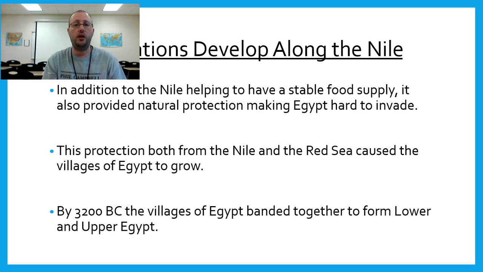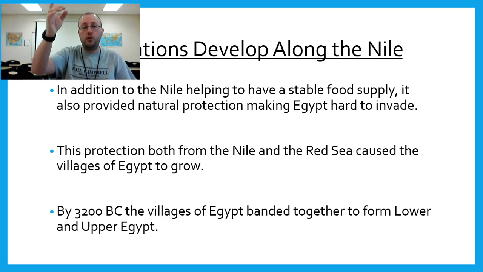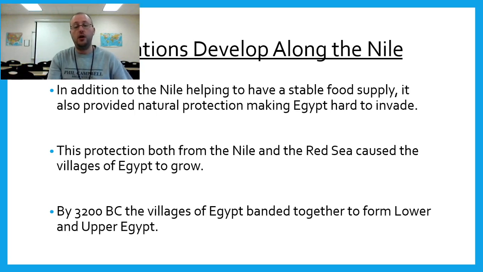In addition to the Nile helping to have a stable food supply, it also provided natural protection, making Egypt hard to invade because you're going to have desert on both sides. People aren't going to be coming from the sides. Then you have the Mediterranean Sea to the north and the Nile River. And so people are going to have to come from the north or the south because of this.